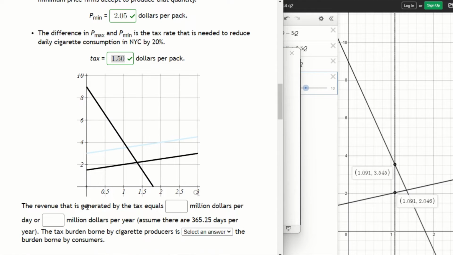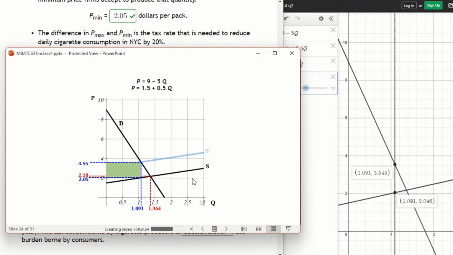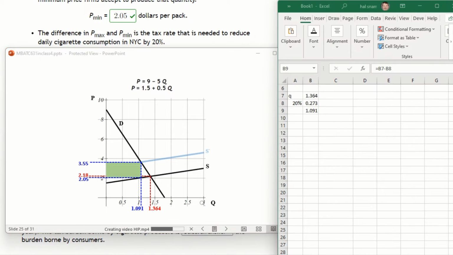Okay, now we want to find the tax revenue that's generated by the tax. What is the revenue generated by the tax? Okay, the revenue generated by the tax is this green rectangle, right? And the height of the rectangle is 1.50, that's the tax. The length of the rectangle is 1.091, right? So the amount of the tax is 1.091 times the 1.50, I need to put an equal sign in front of it. And we get 1.637, right?